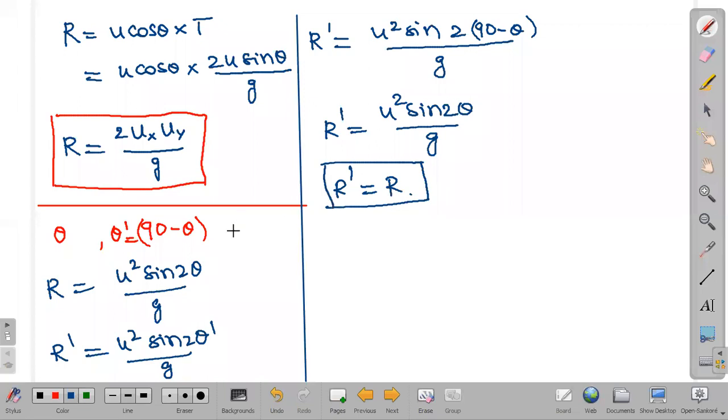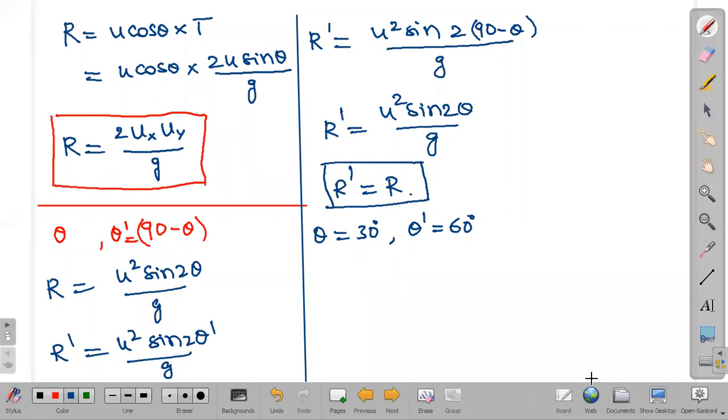That means suppose initially the theta value is 30 degrees, the complementary angle of that is theta dash. How much will it be? 90 minus 30 means 60 degrees. For 60 degrees and for 30 degrees projection, the horizontal range is equal. That is what we are proving here.